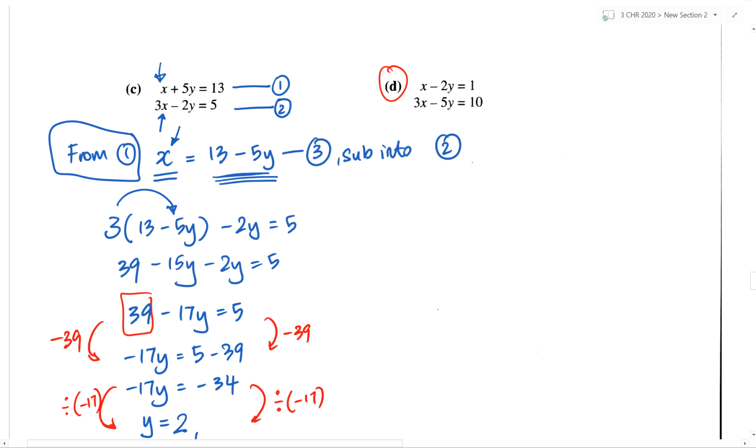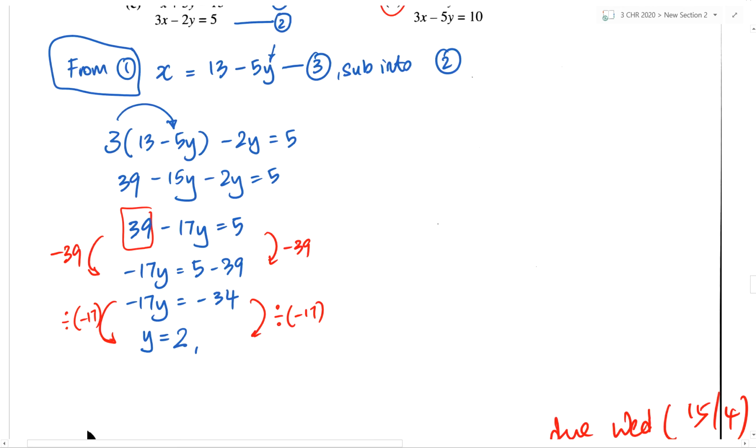And out of all these options, equation 3 will be the easiest because once I substitute y, which is 2, I will straight away get the answer for x. No further calculations required. So sub into equation number 3. Therefore, x is equals to 13 minus 5 times of 2, which is simply 3.